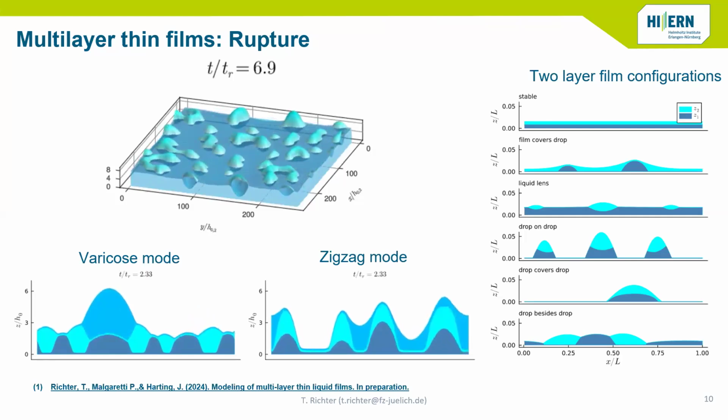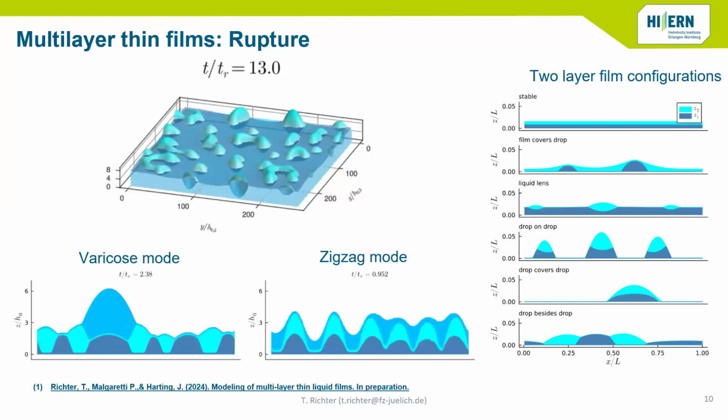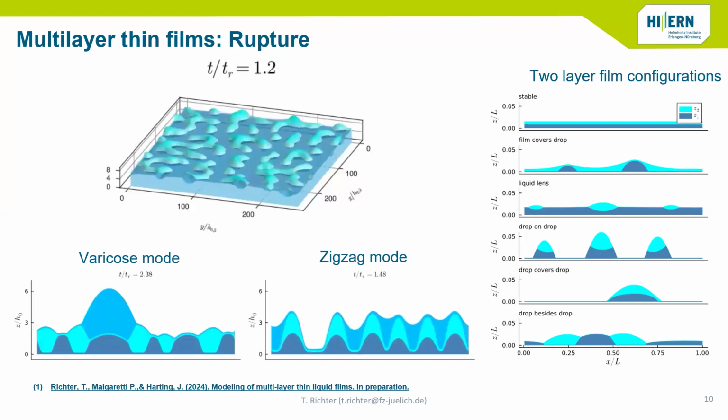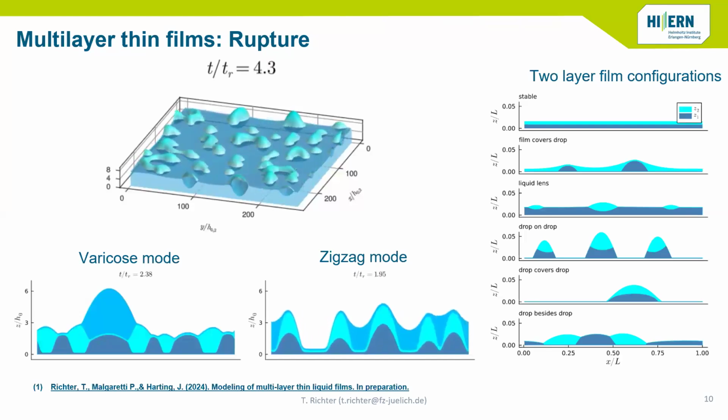On the right here, I show you all the possible combinations that can come out of the simulation of 2 liquid layers. You can imagine that for 3 layers, it becomes even more complicated. There's even more possible configurations.